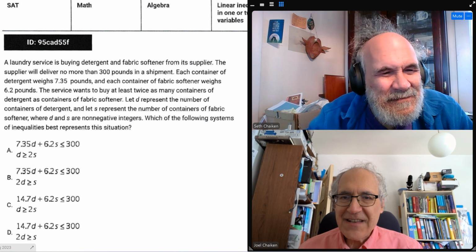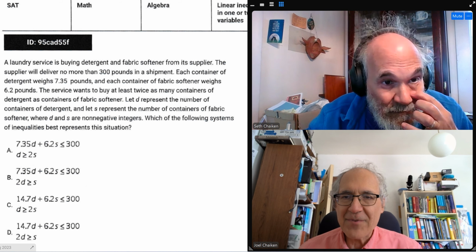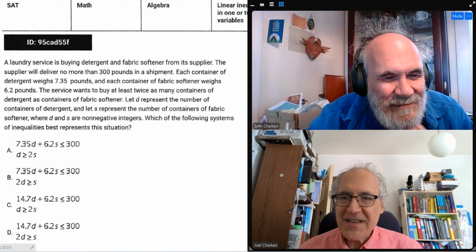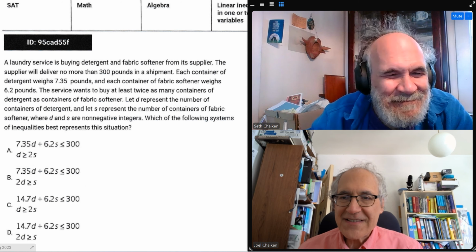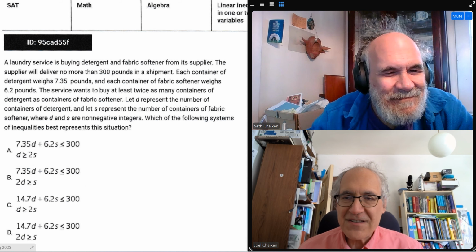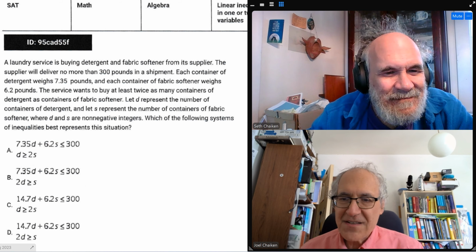Let D represent the number of containers of detergent, and let S represent the number of containers of fabric softener, where D and S are non-negative integers. Which of the following systems of inequalities best represents this situation?